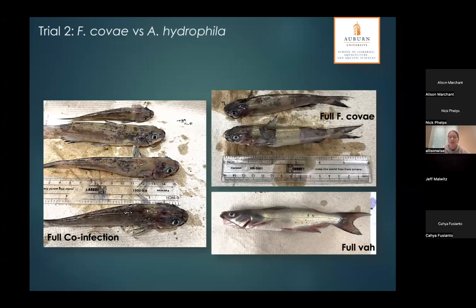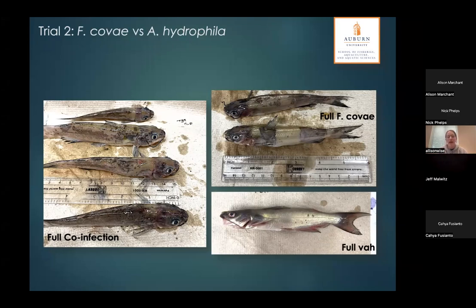So this is some diseased fish from trial 2. You can see in the full F. coviae group, like we saw before, that you have this saddleback lesion and a lot of frayed fins. And for the full VAH group, we see this ocular hemorrhaging along with hemorrhaging in the fins. They also both had a lot of internal hemorrhaging, just like we saw in the first trial for F-CoV.